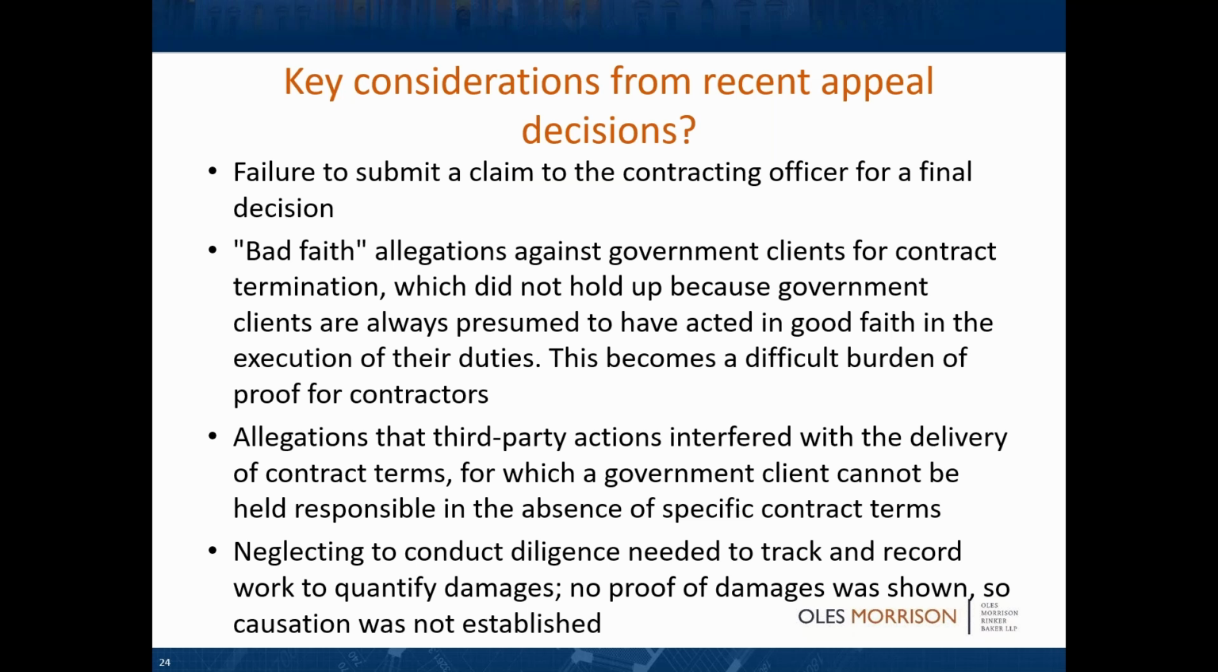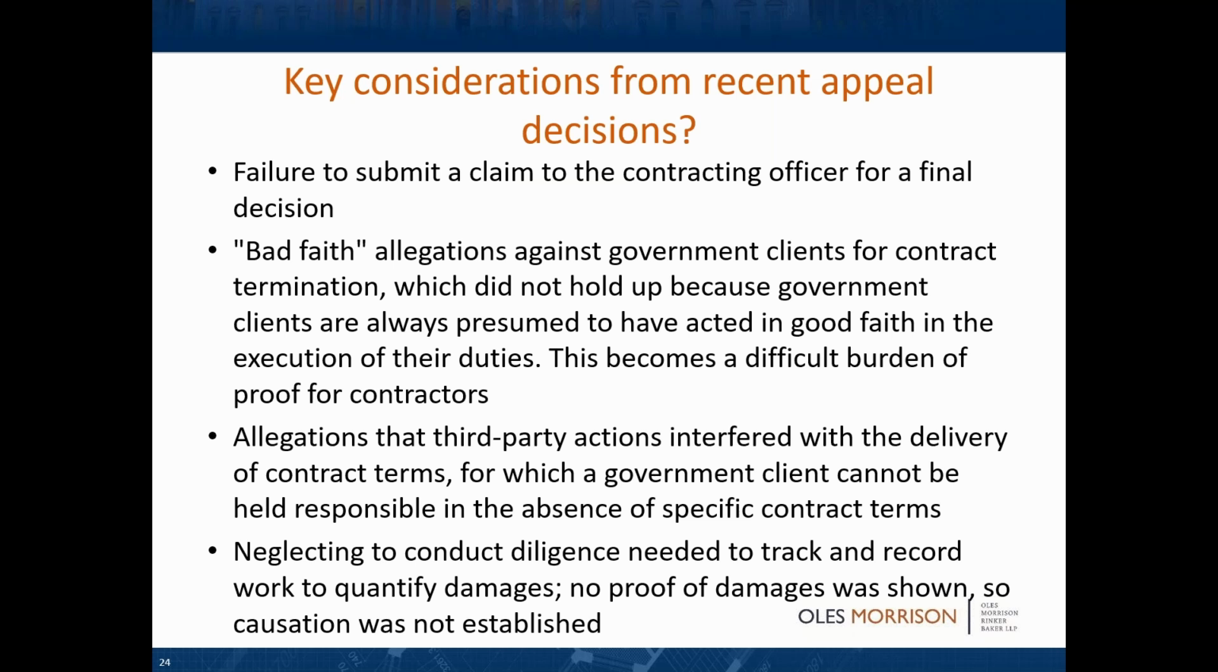So you've really got to make sure you've got documentation to prove your quantum, how much you got injured. Real documents from the time, not some spreadsheet or after-the-fact Excel thing that you put together. And also, allegations that third-party actions have interfered with the delivery of the contract terms for which the government client cannot be held responsible in the absence of specific contract terms.